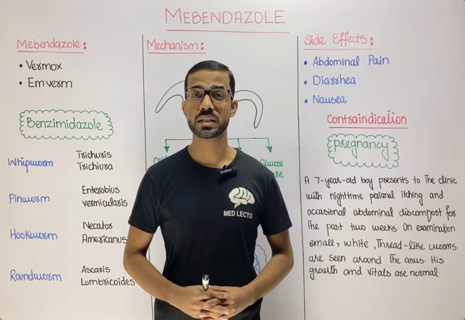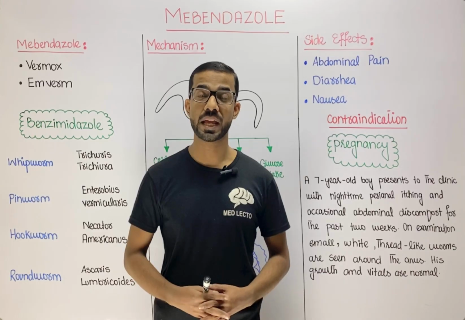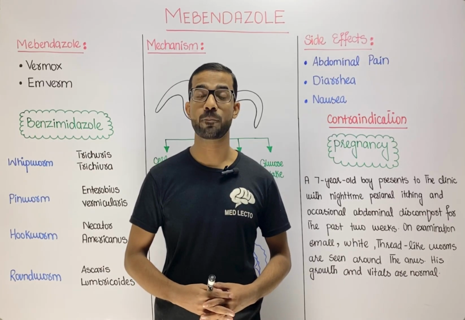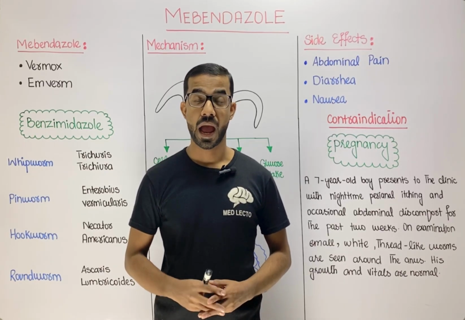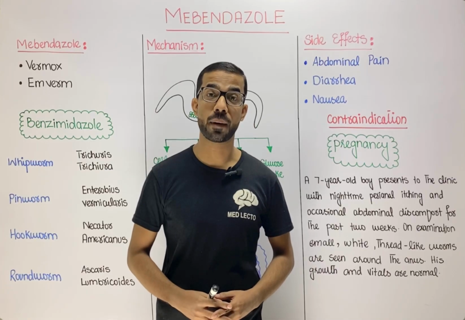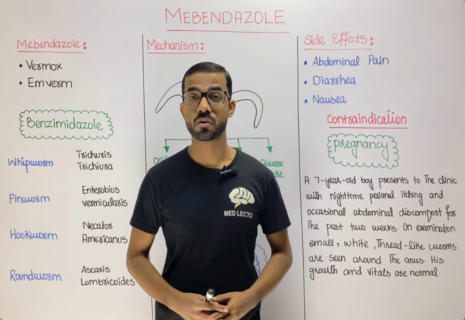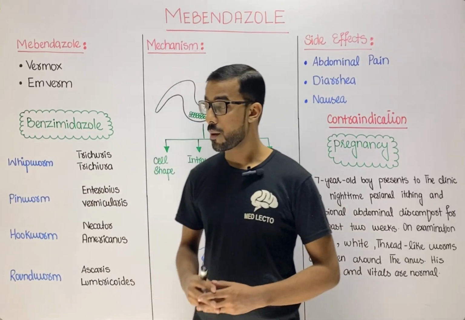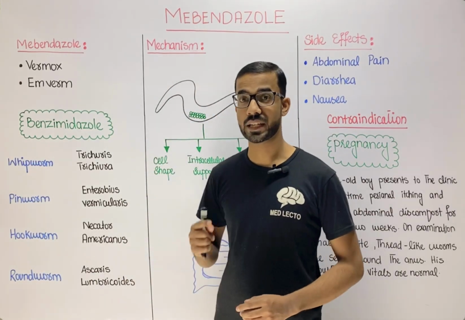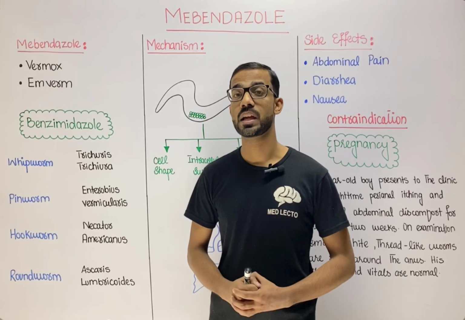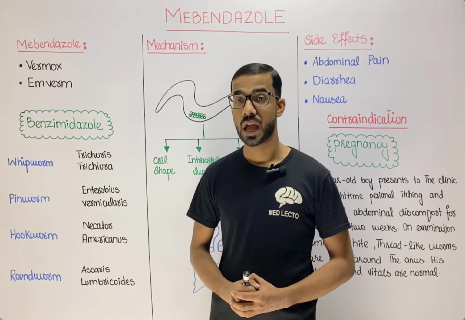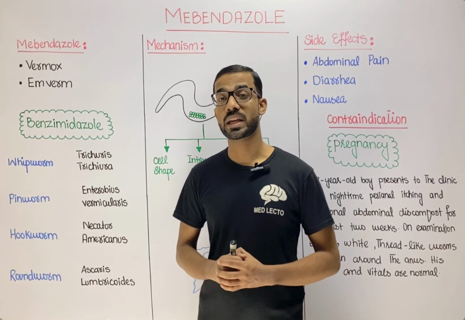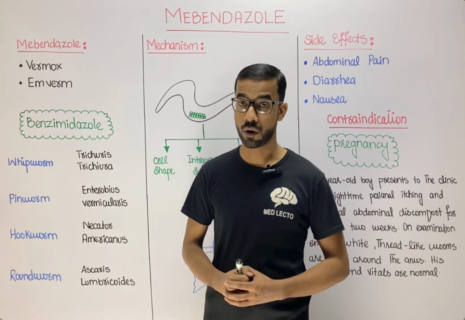Mebendazole is present in the market with several names like Wormox and M-Worm. And the most important compound present in mebendazole is benzimidazole. Benzimidazole is used against a lot of different worms.